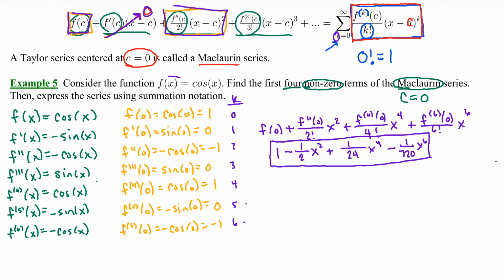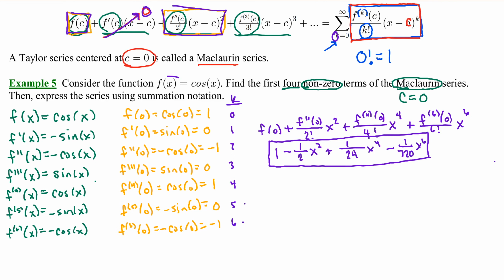What we want to do next is make the jump from 4 terms to an infinite number of terms. That is, we want to say, what does the entire Maclaurin series look like? Now, I don't know about you, but I don't have enough time to write down an infinite number of terms, so we better do it with summation notation so we can do it in a finite amount of time, right? So we need to express this in terms of an explicit formula.